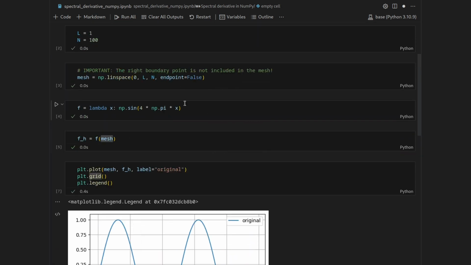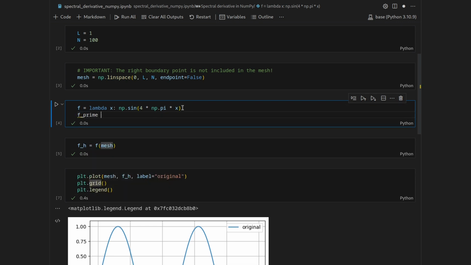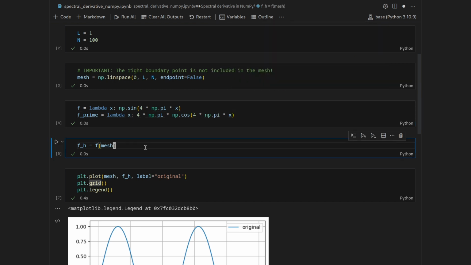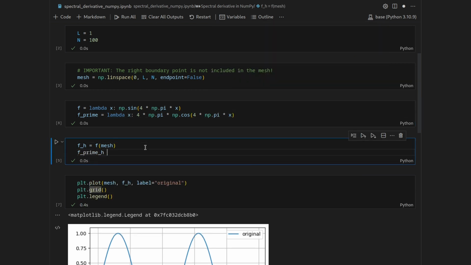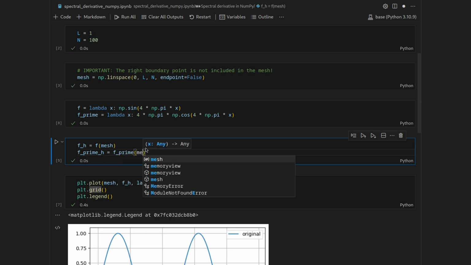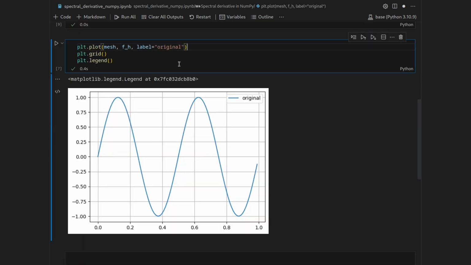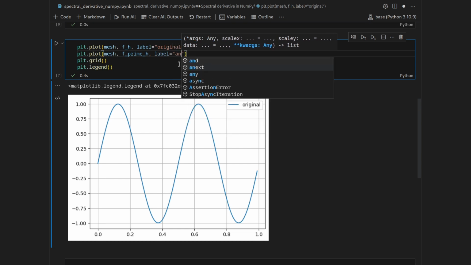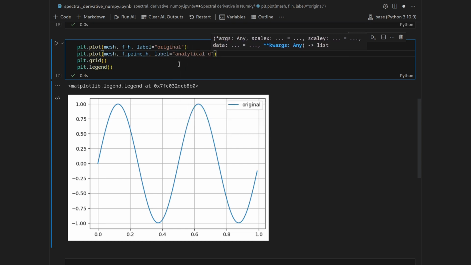For this simple function, we can derive the analytical derivative by hand and say f_prime is again a lambda in x, and the derivative of sine of 4 pi x is 4 times pi times cosine of 4 times pi times x. Then we can also evaluate that by saying f_prime_h is f_prime at mesh. And then we can also add it to our plot by saying plt.plot on mesh and f_prime_h, and attach the label analytical derivative.